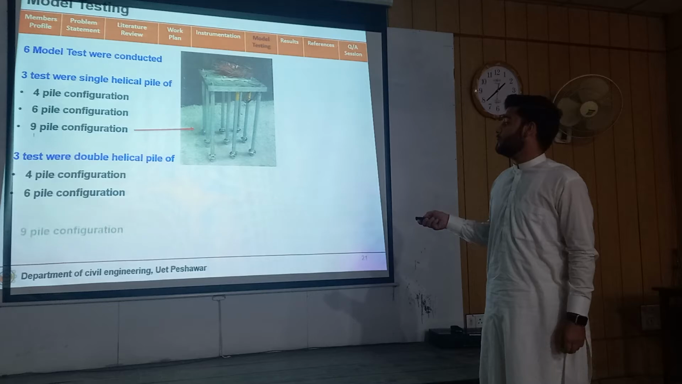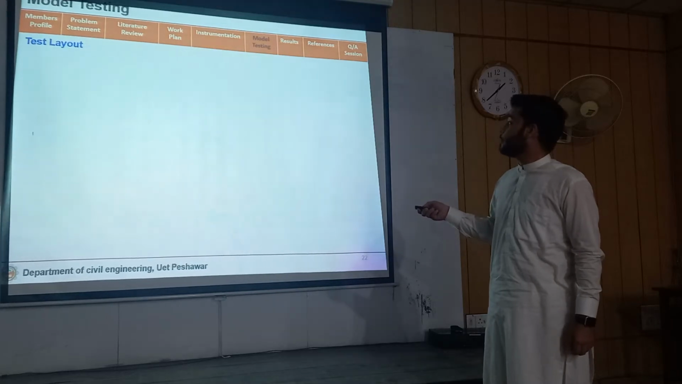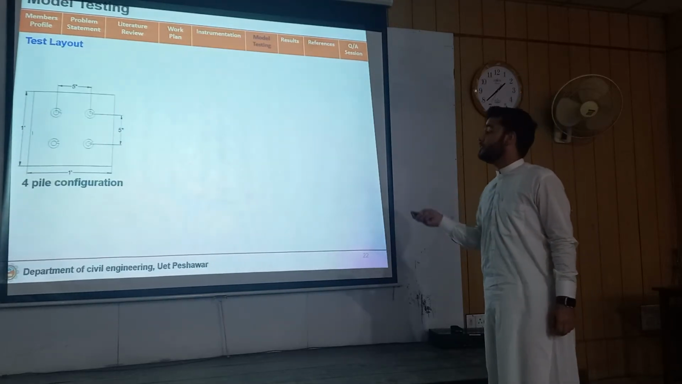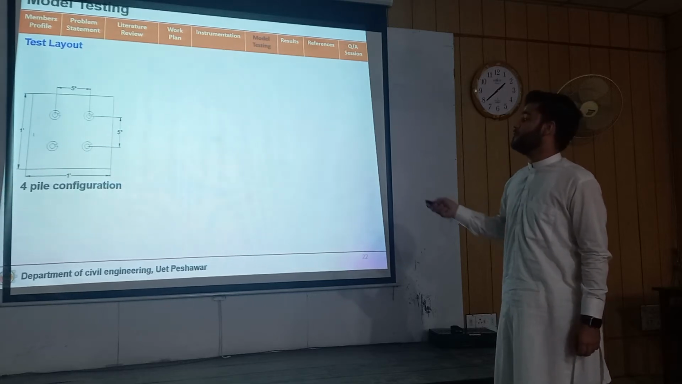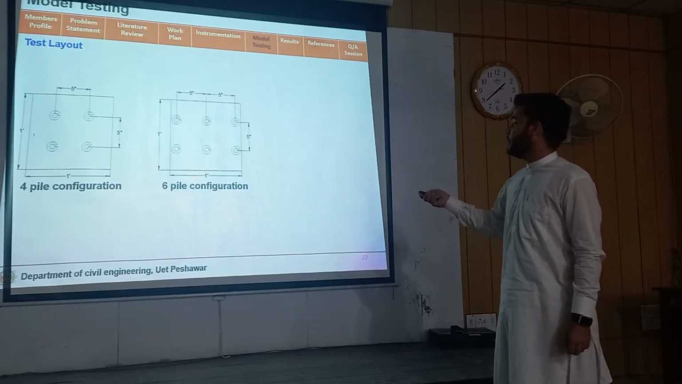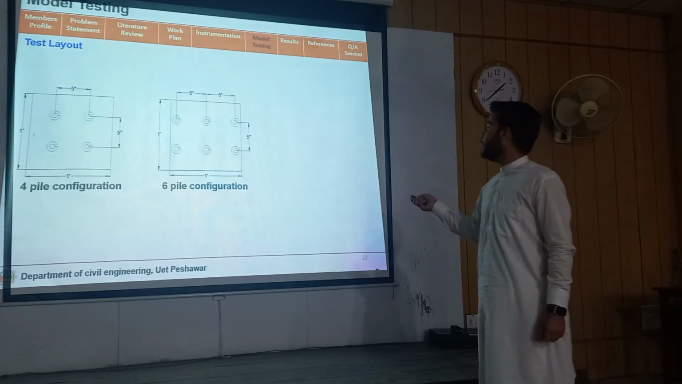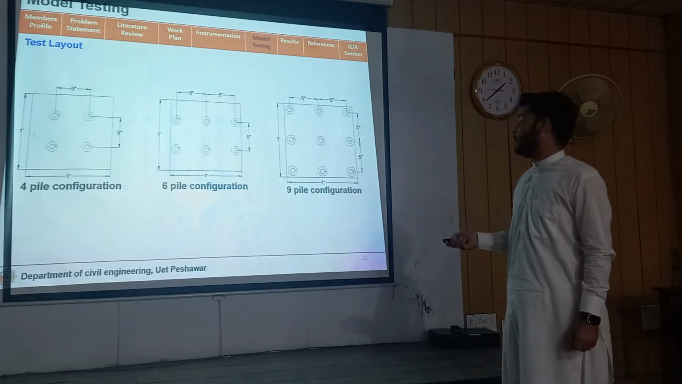So this is the layout of our model testing, the 4 pile configuration. Each pile has a spacing of 5 inches between them, center to center distance. This is the configuration for 6 piles, and this is the configuration for 9 piles.